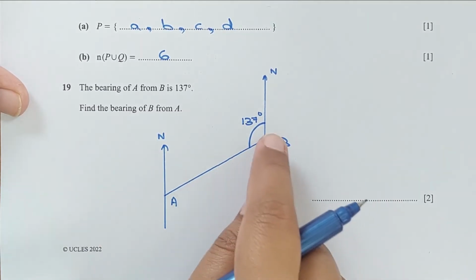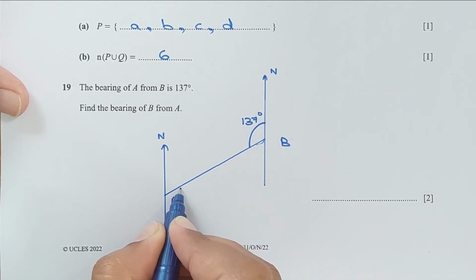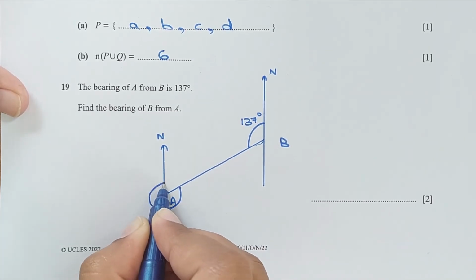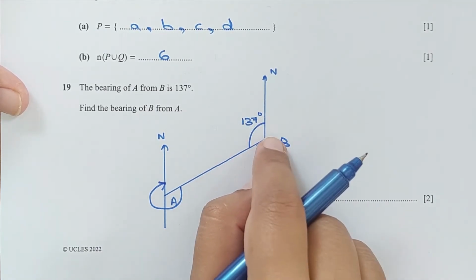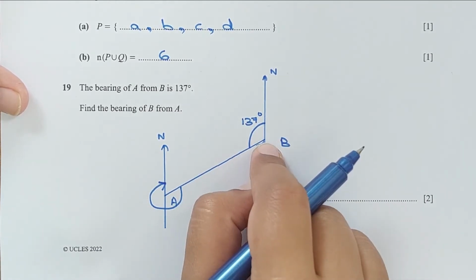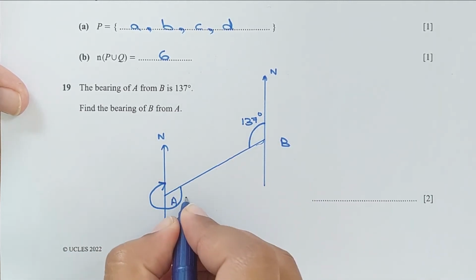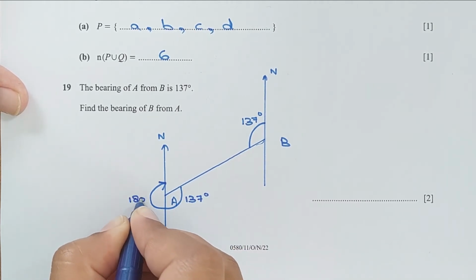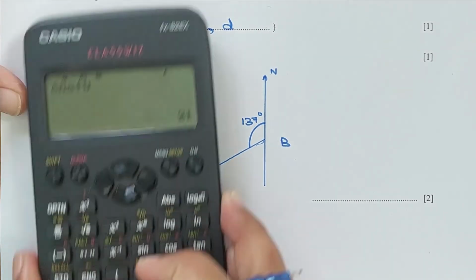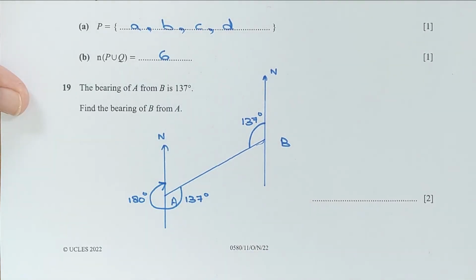We need to find the bearing of B from A. So B from A. So this whole angle we need to find. All right, so as we can see, this is a straight line, and the two parallel lines intersect that straight line. So these are alternate angles, 137 degrees, and the straight line is 180 degrees. So this bearing is 180 plus 137, which is 317 degrees.